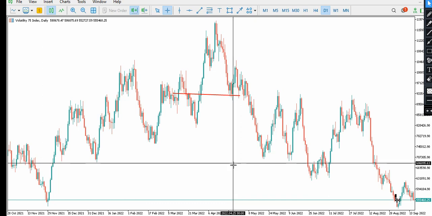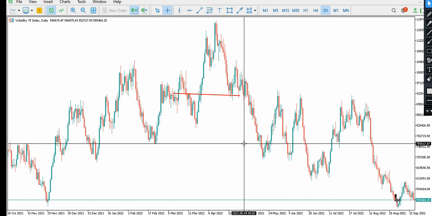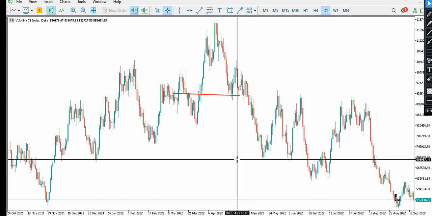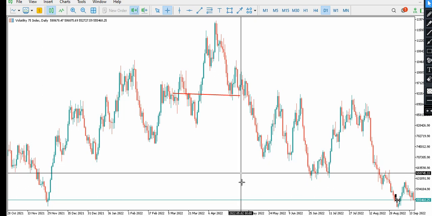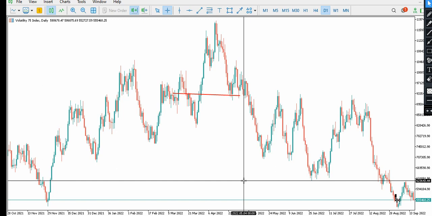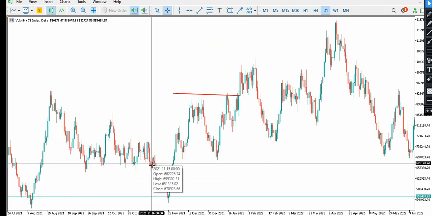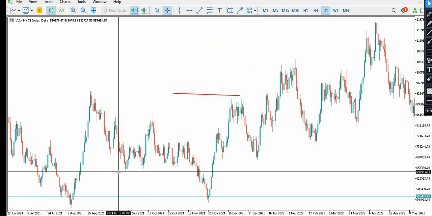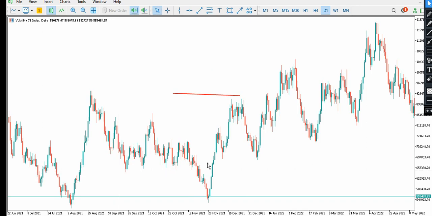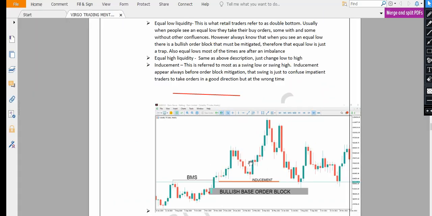Still I can't find it. Then here, no, it is not equal low, and here it is not equal low, and then here it is not an equal low. Okay. Let me go back to the description. So we'll work with the description. It's a double bottom, as simple as that.